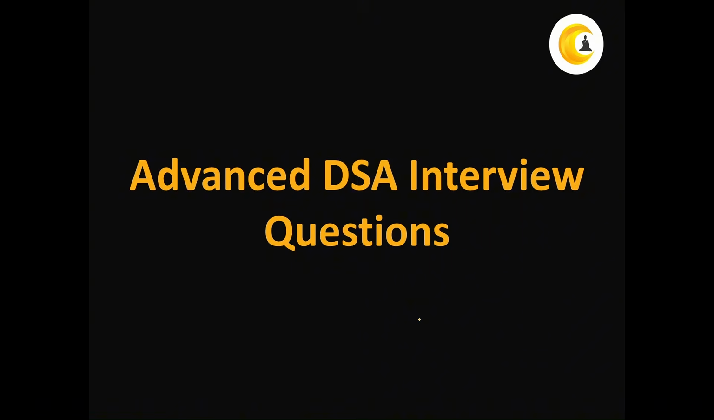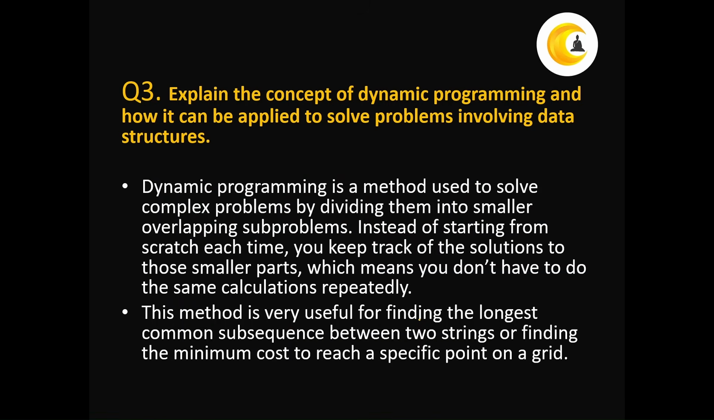Now there are some advanced level questions that we'll look into. The first one being dynamic programming. Okay, so I know we all are scared of it, but dynamic programming is pretty easy. Explain the concept of dynamic programming and how it can be applied to solve problems involving data structures. So what dynamic programming does is basically a method which solves complex problems by dividing them into small problems. Okay, that is the only thing that dynamic programming does.